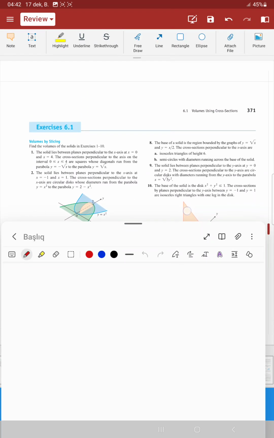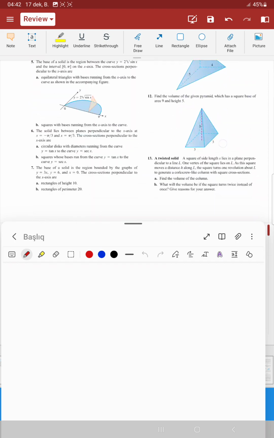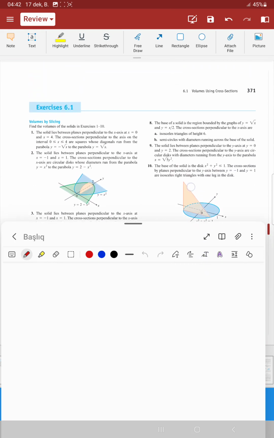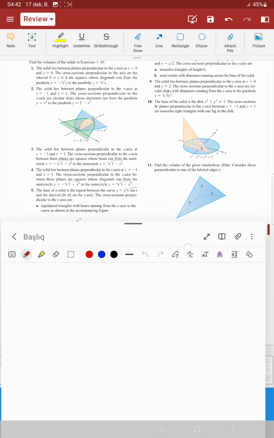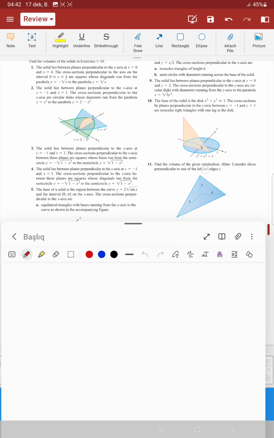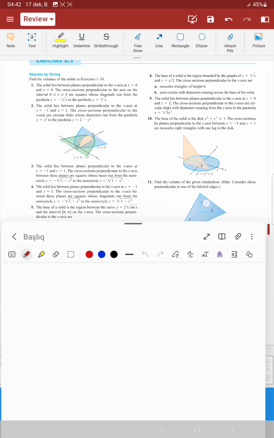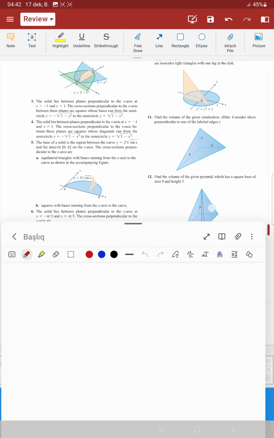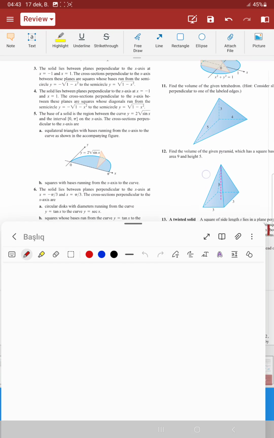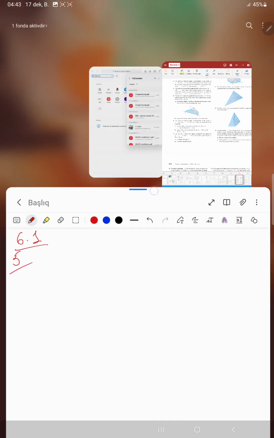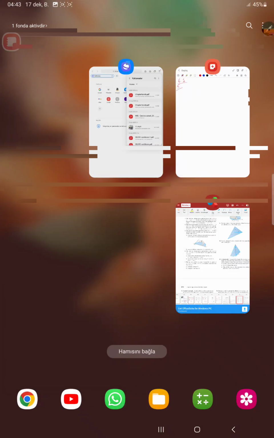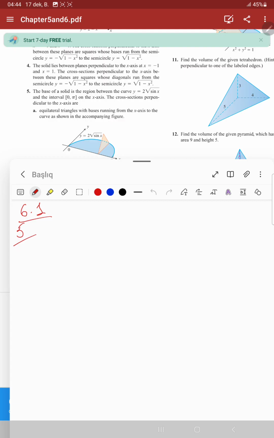Okay, let's solve one exercise about volumes by slicing, from 1 till 10. For example, let's choose, I don't know, 10? No, let's choose 5. Looks interesting. Okay, we have the full recap in here.